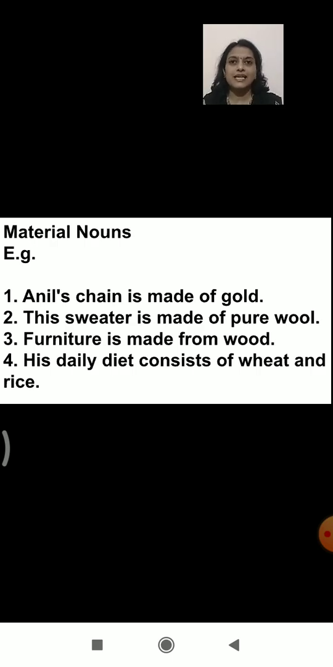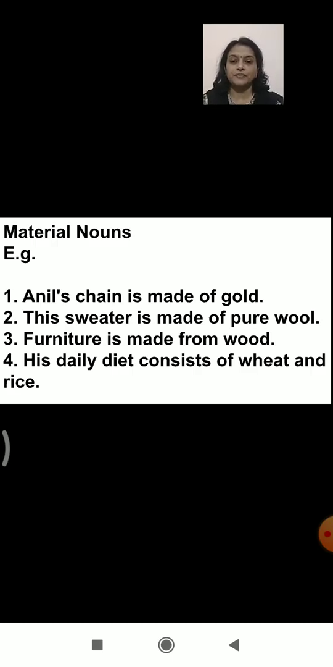So those are material nouns. Here you can see the examples of material nouns. The first one: Anil's chain is made of gold. Now Anil's chain is made of something. What is that? Gold. So here the word gold, you can call it a material noun. The second one: this sweater is made of pure wool. Now your sweater is made of something. What is that? Wool, right? So here you can say wool is a material noun.